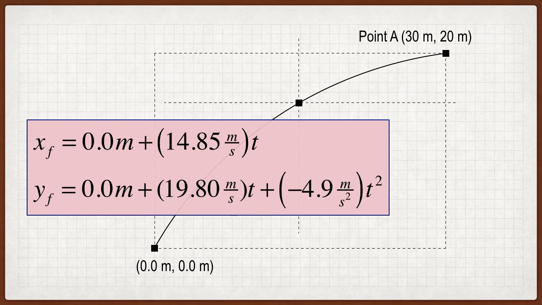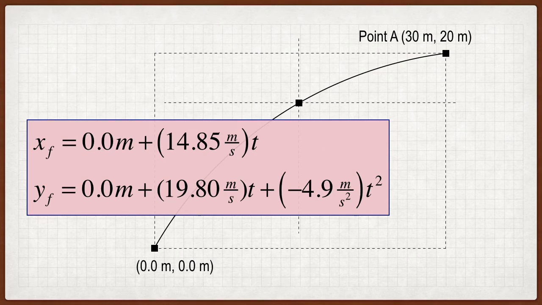Initial position, 0.00. You don't really even have to write that in, but I wrote it in so things would look kind of organized. Plus 14.85 meters per second times time. So that's just a distance rectangle.